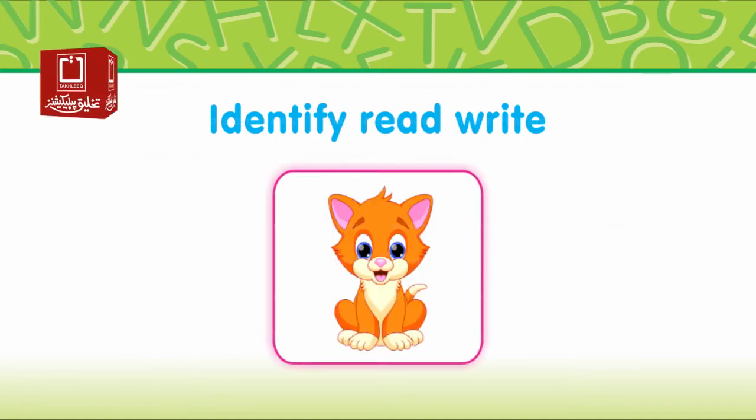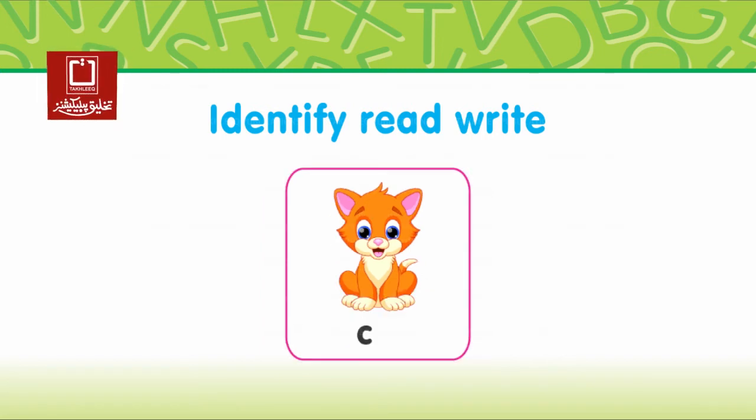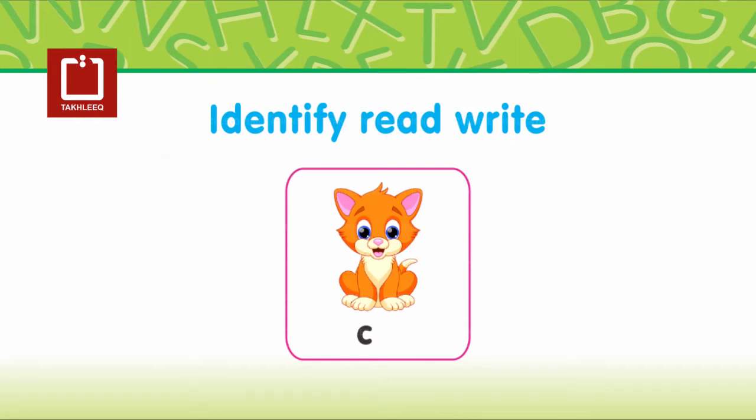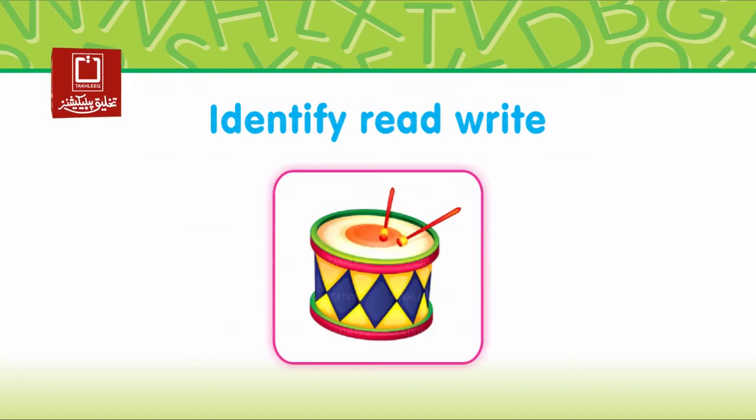We see here the picture of a cat. Now we say the spellings of cat. C A T, cat. So we write C A T, cat, on lines.